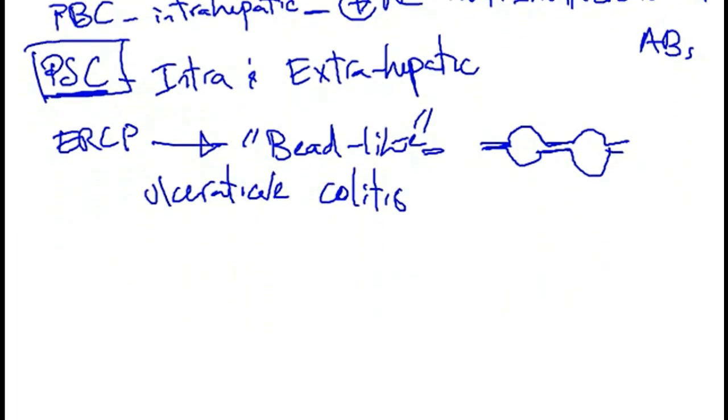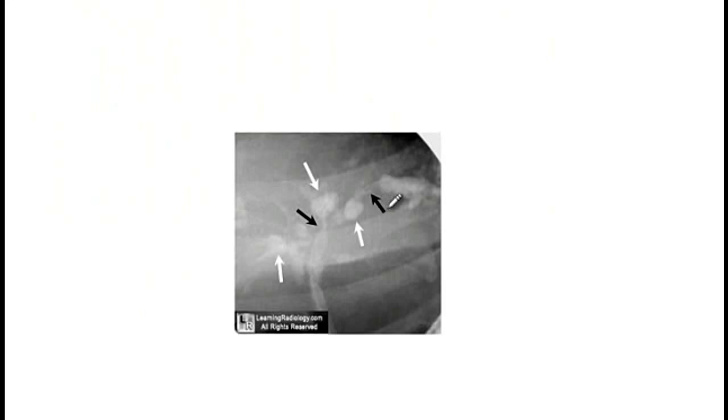Here is an example of bead-like stricturing and dilation on the ERCP. You can see the black arrows show the strictures, and the white arrows show dilation. Then we have stricture, dilation, and here another dilation, stricture, dilation, and so on.